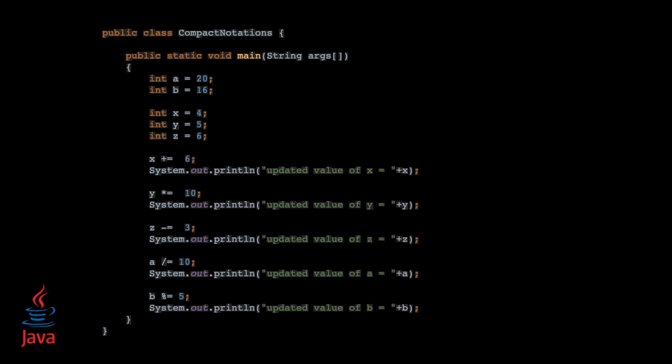Now let us see a program, same program with same variables and same values for those variables with the help of compact notation. Here you can see we have taken same variables with same values, and this is the compact notation for x equals to x plus 6. In the same way we are printing the updated value of x. This is compact notation for y equals to y multiply by 10. This one is compact notation for z equals to z minus 3. This is for a equals to a divided by 3, and this is for b equals to b modulus 5.